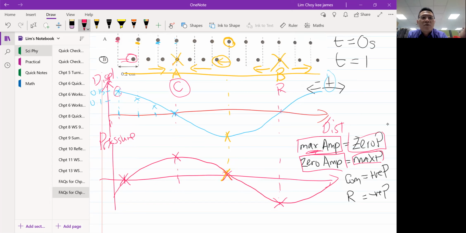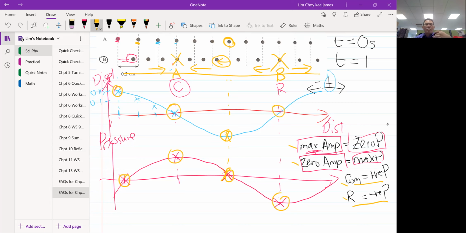Okay, to check your answer, you have to double check to make sure the conditions are followed. Compression or rarefaction depends on the shape itself, so you look at the shape as a whole. Then how do I know whether it is max pressure or zero pressure? Same thing, I look at displacement. Zero displacement, maximum pressure. Zero displacement, maximum pressure. Similarly, maximum displacement, zero pressure.